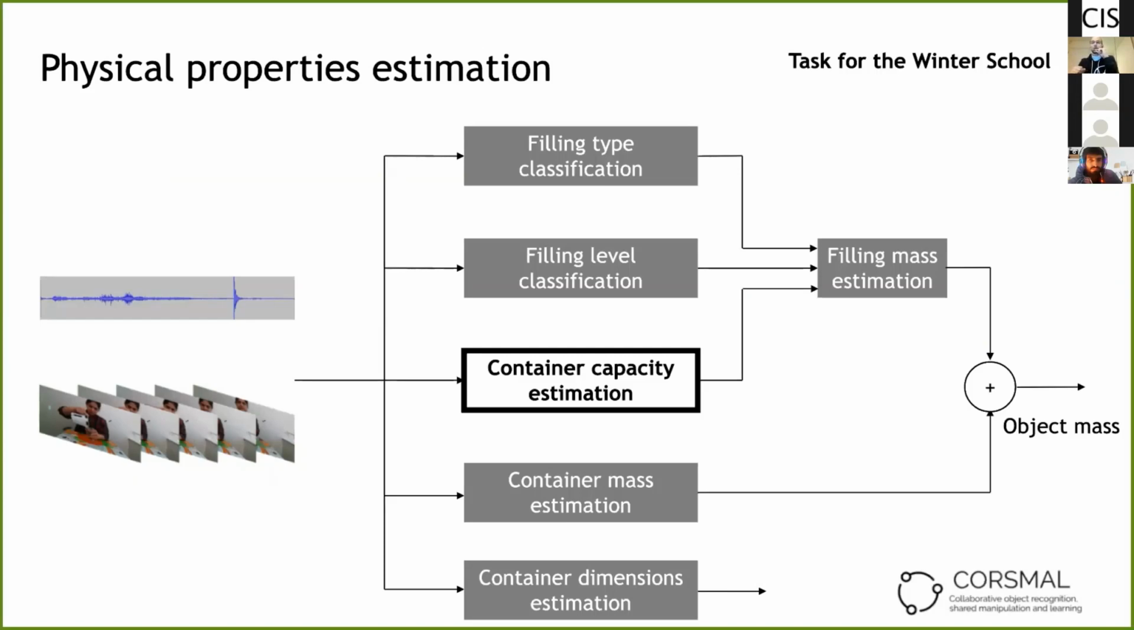Overall, the challenge also addresses other properties, for example the mass or the dimensions of the container. All these properties can be combined together, for example to understand the mass of the filling, not just the container, and then the overall mass of the object, when you have both the mass of the container and the mass of the filling. This is particularly important, especially for human-robot interaction, as in some talks we heard before, when the person may pass the object to a robot that assists the person with some task at home, for example in the kitchen.